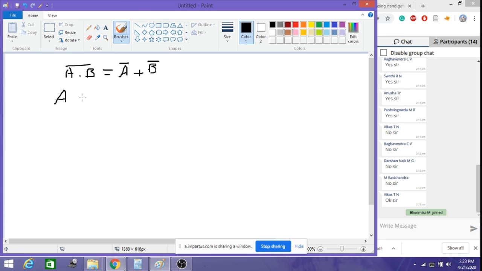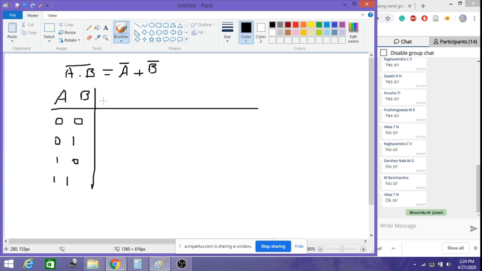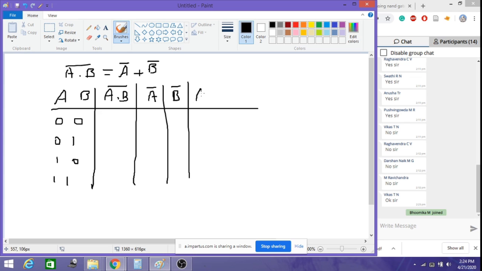So this is a 2-input case, so we have 4 possible inputs. So then A into B, we'll write all the possible inputs, that is 0 0, 0 1, 1 0, 1 1. So now we need A into B whole bar, so we'll take this A into B whole bar. I'll write straight away, I'll skip one step. Then we'll write this A bar, then B bar, and finally I'll write one more here, that is A bar plus B bar. So basically this and this should match results.